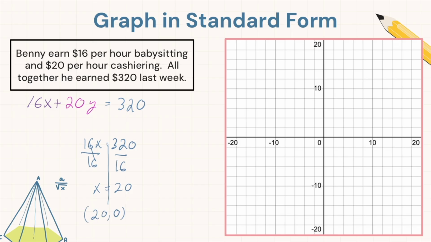Now we're going to do the same thing for our y-intercept, except this time we're going to plug in 0 for x. So 16 times 0 is 0. So we end up with 20y is going to be equal to 320.